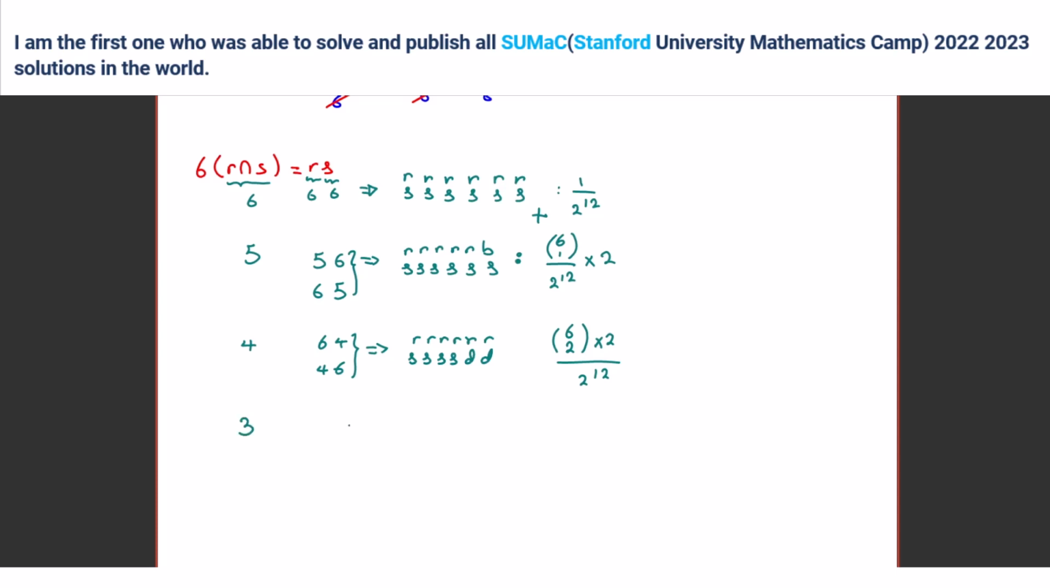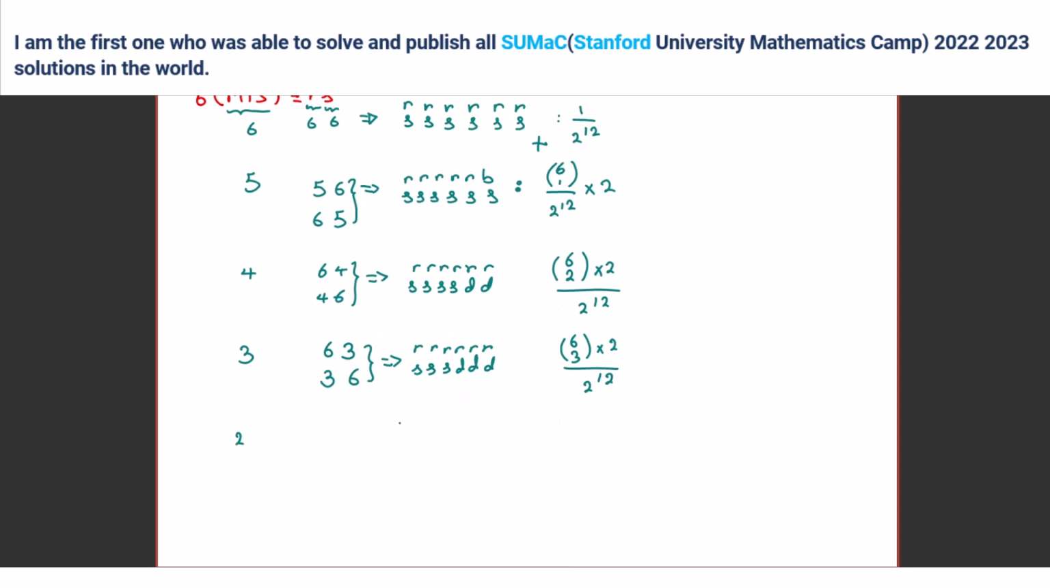Then for 3, what are the cases? 6, 3, 3, 6. So this one will be what? 2 times 20 over 2 to the 12. Yeah, 6 choose 3 times 2 over 2 to the 12, right? Because we have again R, S, D.